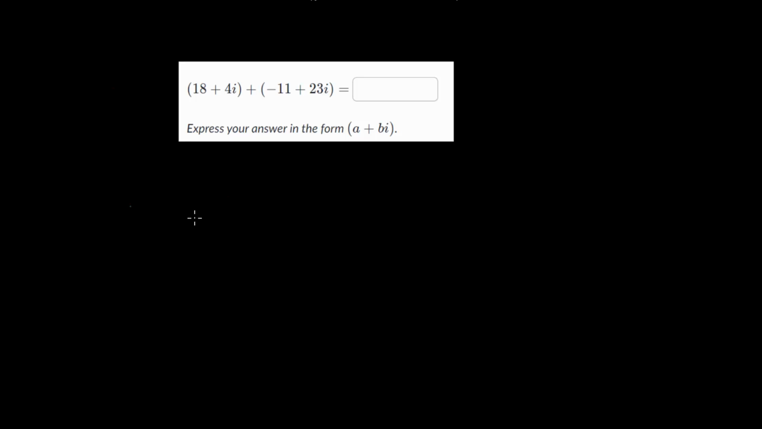So let's go through some example problems for adding and subtracting complex numbers. Since we're adding here, we can essentially just ignore the parentheses in these. So we have 18 plus 4i, that's our first complex number, and we're adding our second complex number, minus 11 plus 23i.